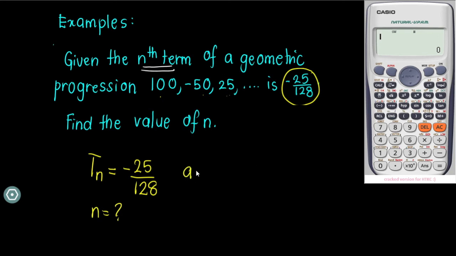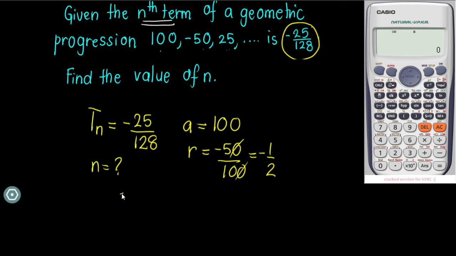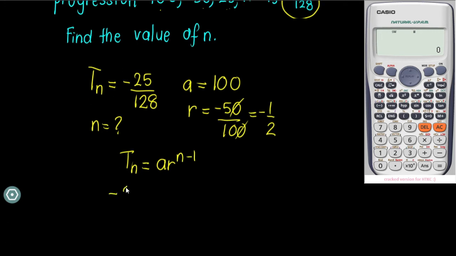So we need to find what is n. Let's see. Do we have the value of a or not? a is 100. Do we have the value of r or not? Negative 50 over 100, so that means it's negative 1 over 2. So we have all this. Now what we do? We substitute into this formula. Tn is ar to the power of n minus 1. Tn we already know, negative 25 over 128 equals a is 100, r is negative 1 over 2, to the power of n minus 1.